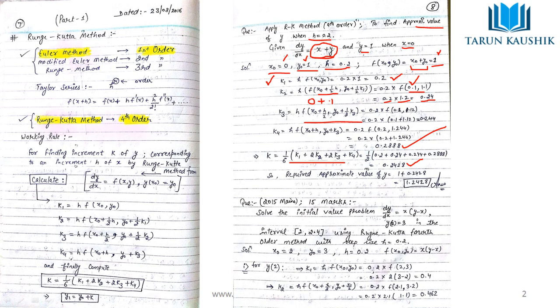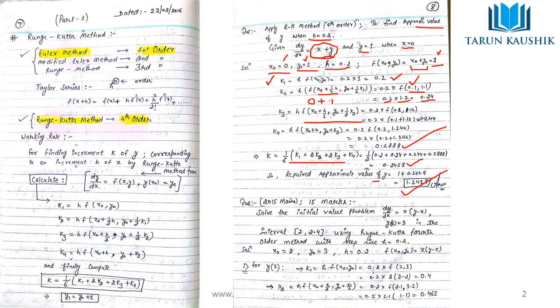The question was to find the approximate value of y. So the approximate value of y will be y plus some increment, and the increment is k, and the value of k is 0.2428. So the final answer is this.